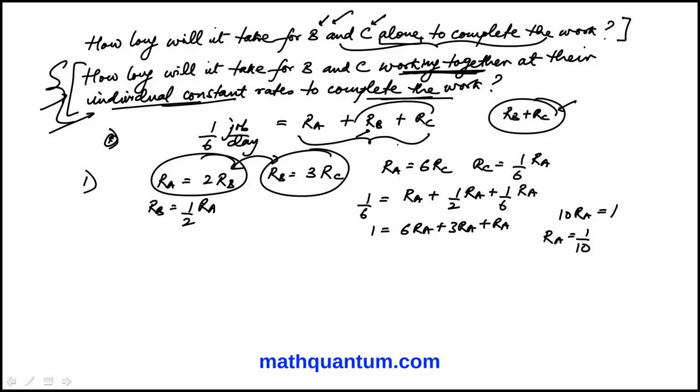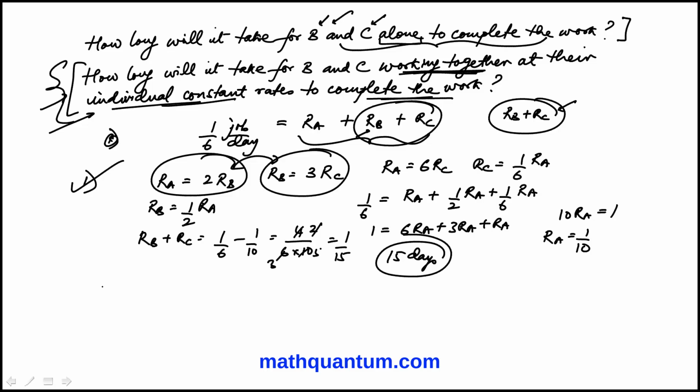So from this, I can figure out the combined rate of B and C would be 1/6 minus 1/10. And that would be 4 over 60, so 2, 3, 5, so 1/15, which means it will take them, B and C together, 15 days to do this. So 1 alone is sufficient. Again, I do want to emphasize, you don't have to do any of this once you recognize that you have enough equations.